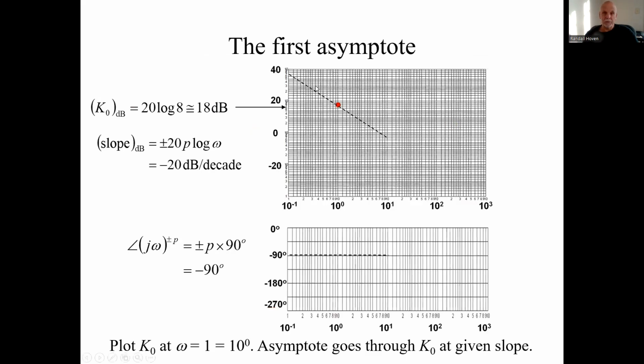If that were the whole transfer function, here's what your Bode plot would look like. It's this straight line. It goes down 20 dB for every power of 10 in frequency. That's called 20 dB per decade. And it crosses this point, 10 to the 0, which is omega equals 1. It crosses that at that constant term, in this case 20 log 8, which is about 18 dB. So that's where it crosses, with a slope of minus 20. The angle was just a flat line of minus 90 degrees.